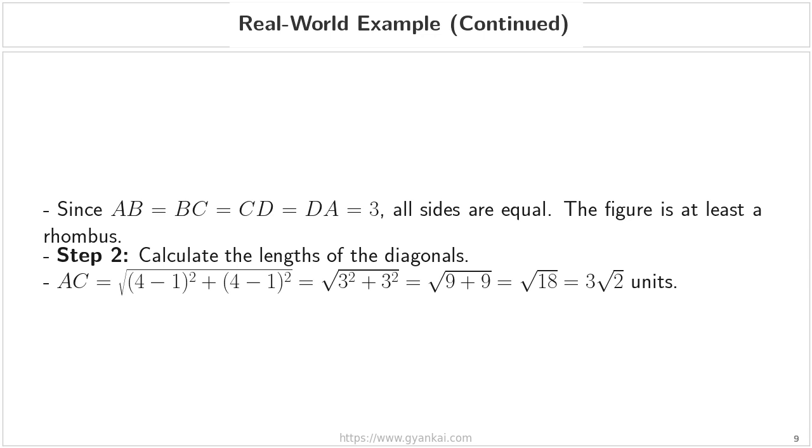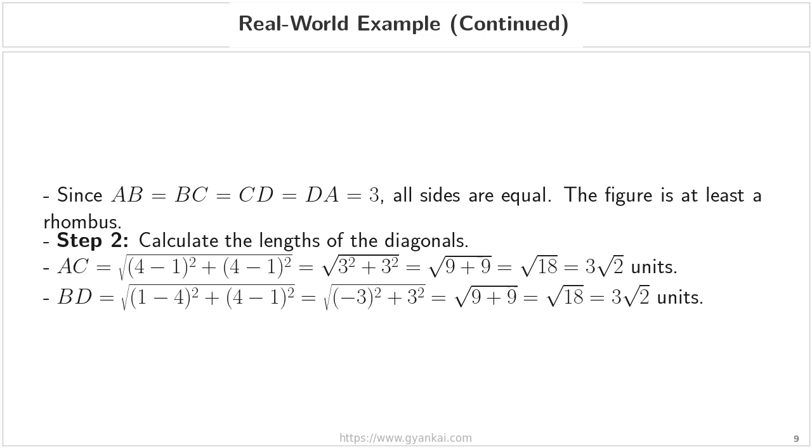Using the distance formula, we take the square root of the quantity 4 minus 1 squared plus the quantity 4 minus 1 squared. This simplifies to the square root of 3 squared plus 3 squared, which gives us the square root of 9 plus 9, resulting in the square root of 18. We can simplify this further to 3 root 2 units.